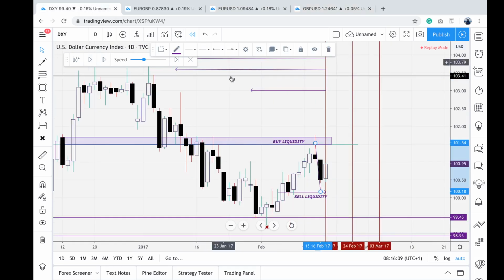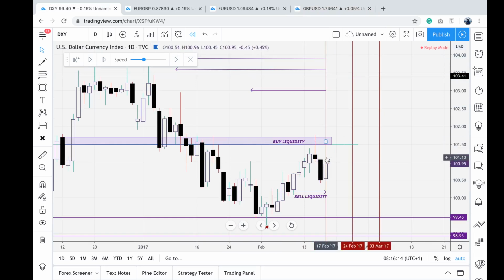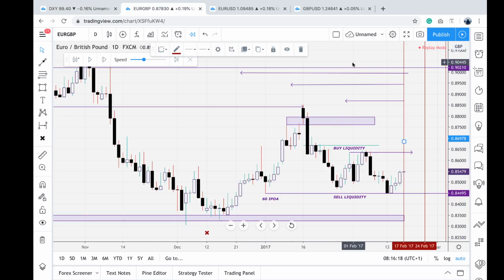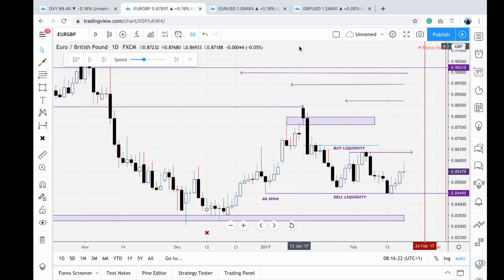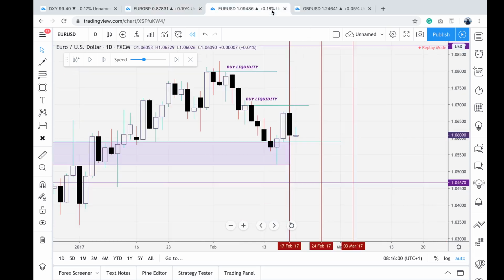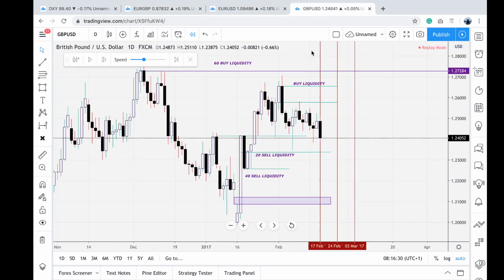Now we're getting into the next week on DXY. This is a new week, so we'll remove this. New week, remove this. New week, remove this. This is going to be our third week of February.